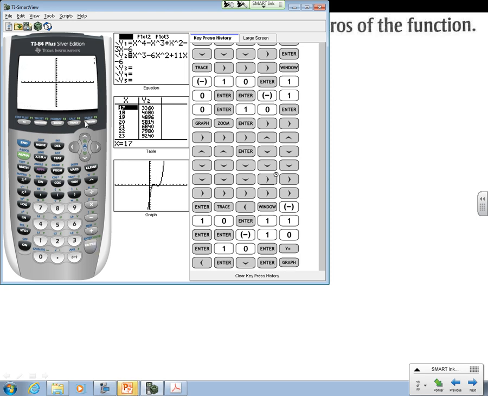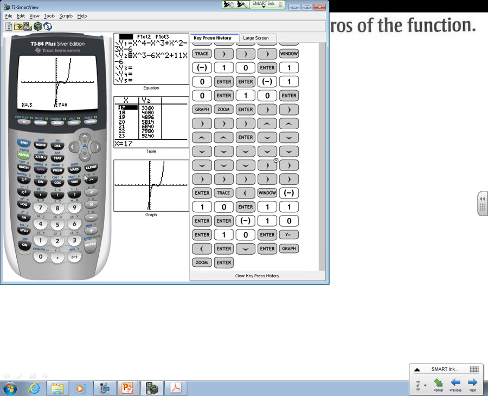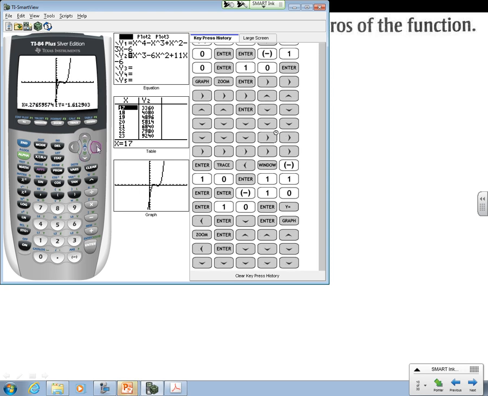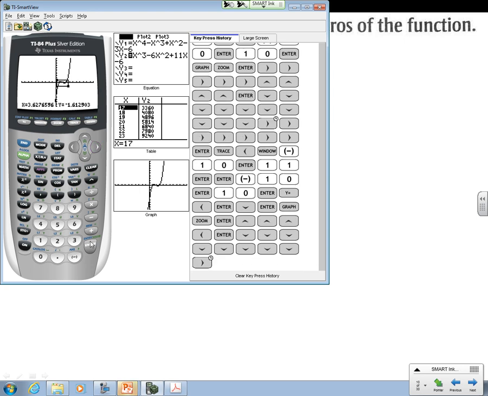And we'll go ahead and graph it. Alright, it looks like it's crossing in a few places. Let's go ahead and zoom in on this area where it's crossing above and below our x-axis. Once, twice, 3 times it looks like it's crossing. So let's trace and see what we've got here.